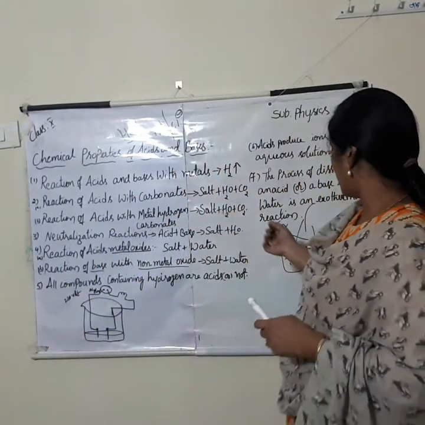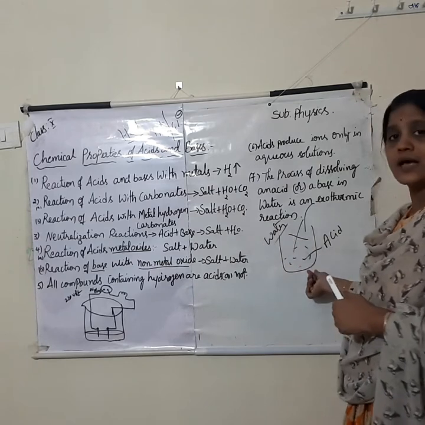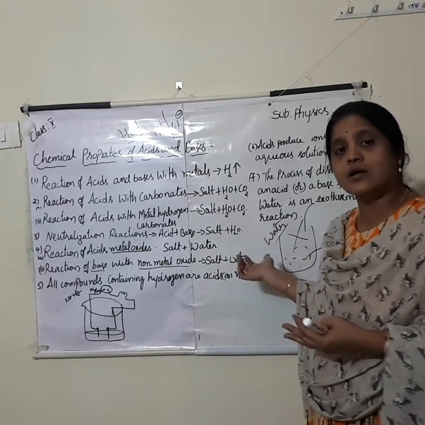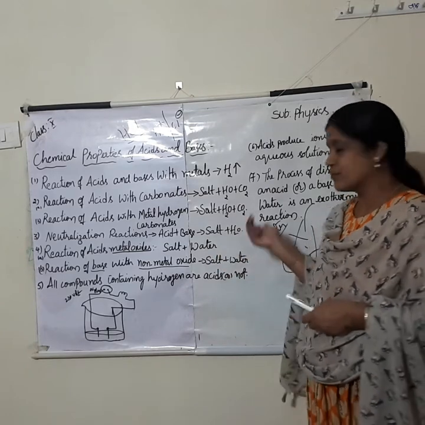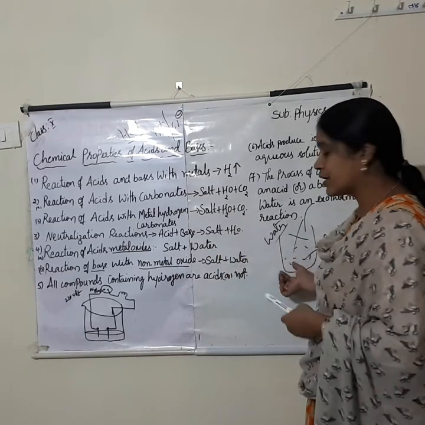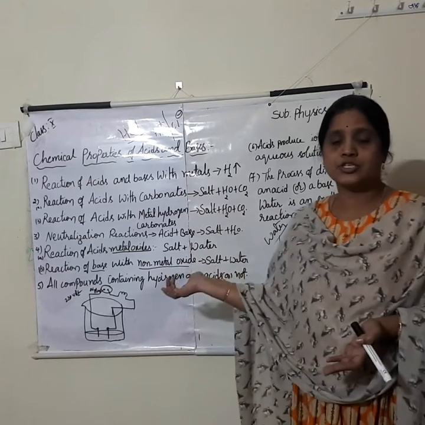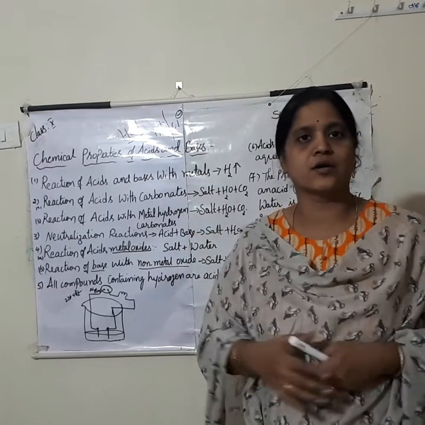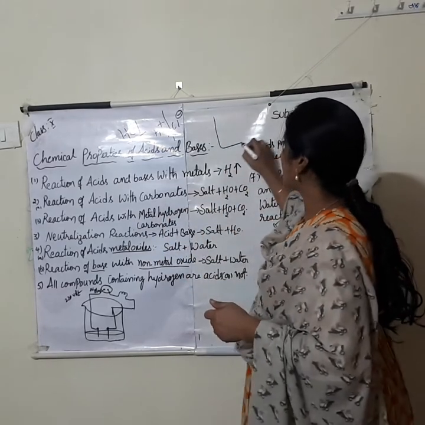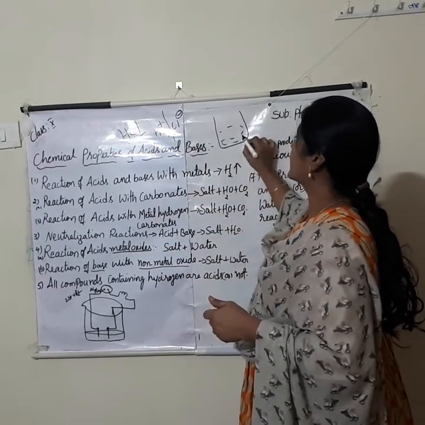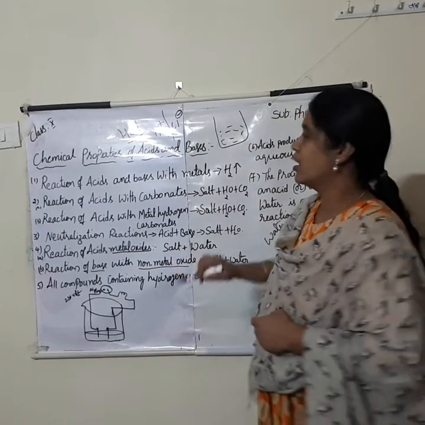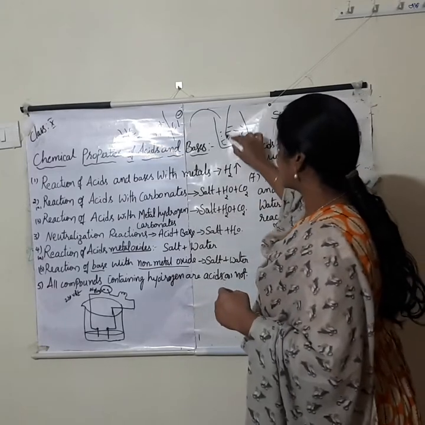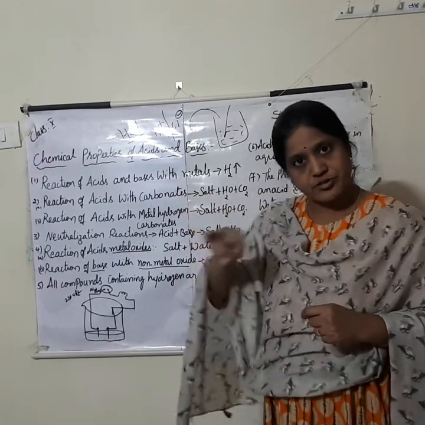So when you add water directly to acid, immediately, because of the exothermic reaction, a large amount of heat is produced. Maybe due to that heat, the container may break and it is dangerous also. So we should not add water to acid. Always you take water in a container. To this water you add acid in little quantity, and with a stirrer you stir it.